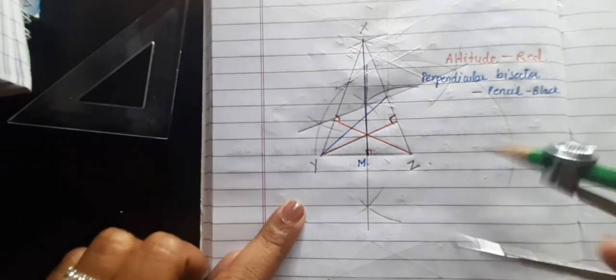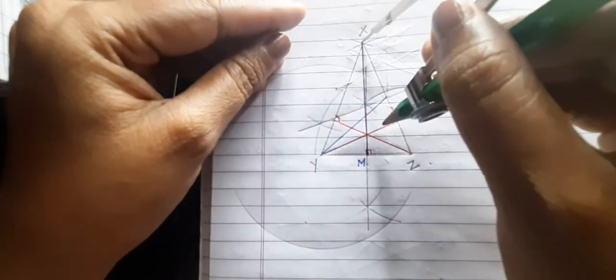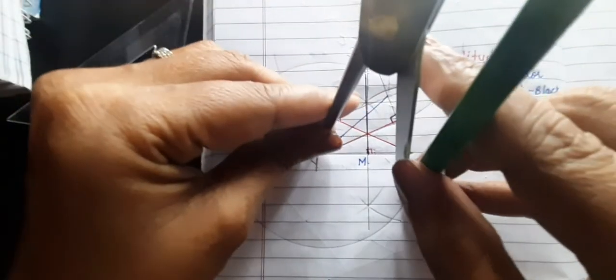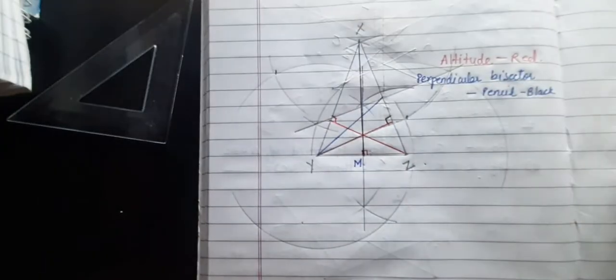Now for XY, the perpendicular is to be drawn. So here more than half. Here the arc goes, first one, here the second one, right? Now this arc I have to extend. These two lines I have to join now.